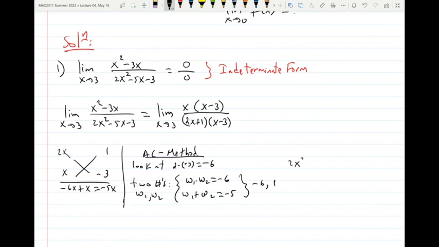So let me do it here. We have 2x squared minus 5x minus 3. Then the first and the last one stay the same. And the middle one, we write it as negative 6x plus x. You see your negative 6 and your 1. Those are the coefficients that we put here. Do you understand this? And now factor by grouping.